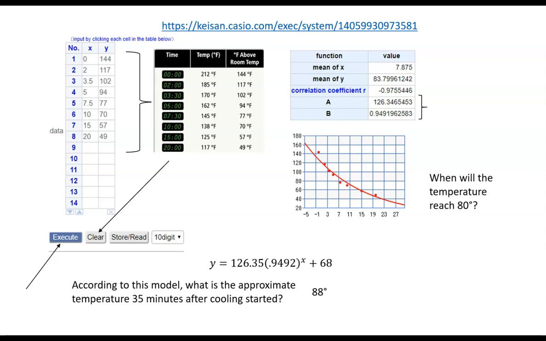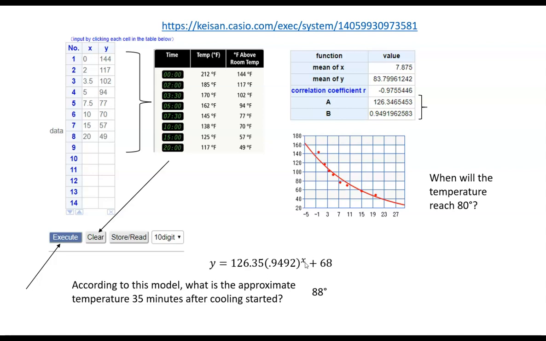When will the room temperature reach 80 degrees? Pause the presentation and see if you can figure that out somehow. Okay, how did you figure out when the temperature will reach 80 degrees? Well, 80 degrees would be the Y value. So one way would be to do some trial and error until you get the closest that you can to 80 degrees.